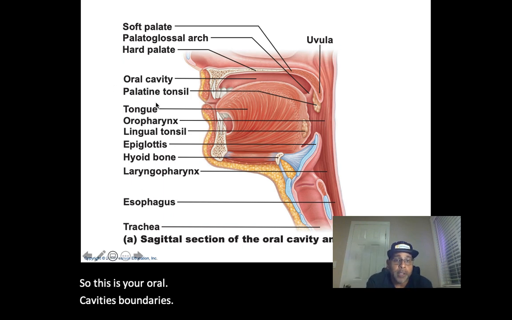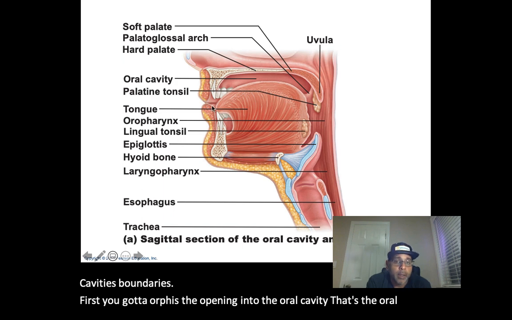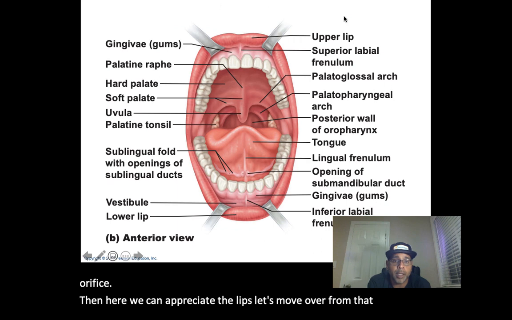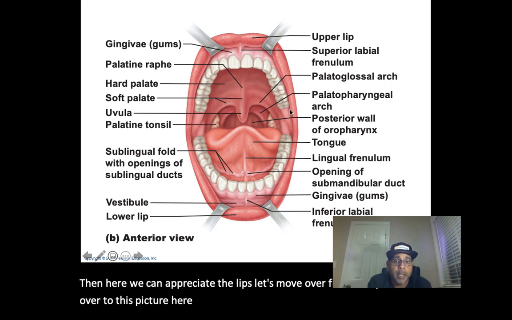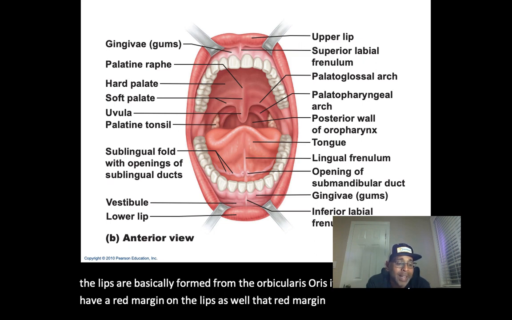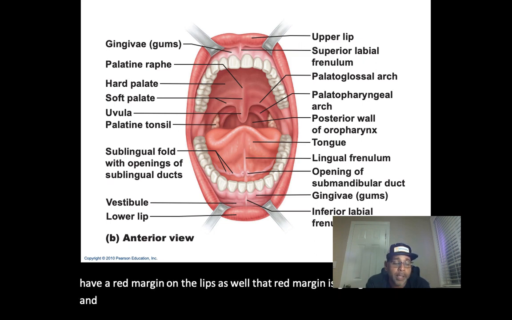First, you've got the oral orifice, the opening into the oral cavity. Then here we can appreciate the lips. Let's move over from that picture to this picture here. Here we've got the lips. The lips are basically formed from the orbicularis, if you recall. And then you have a red margin on the lips as well. That red margin is the reddened area where a person applies lipstick or lands a kiss.